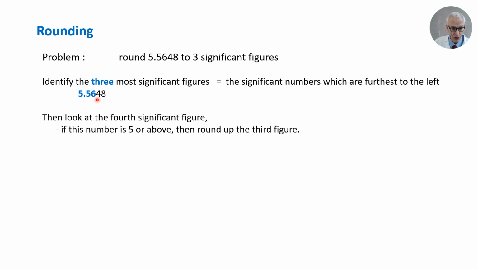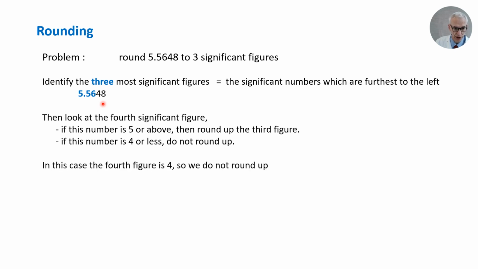Then look at the fourth significant figure. If this number is 5 or above, then round up the third figure. If this number is 4 or less, do not round up. We're looking at the fourth significant figure because we are rounding to three significant figures. It is a 4. So we do not round up the third significant figure. Hence, rounding 5.5648 to three significant figures is 5.56.